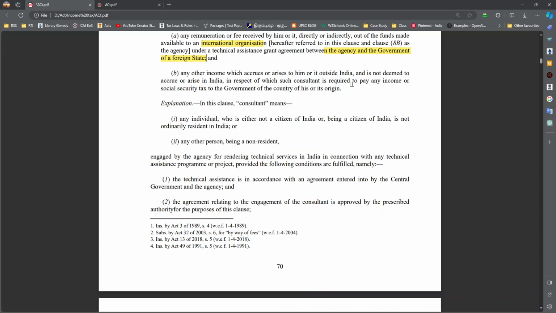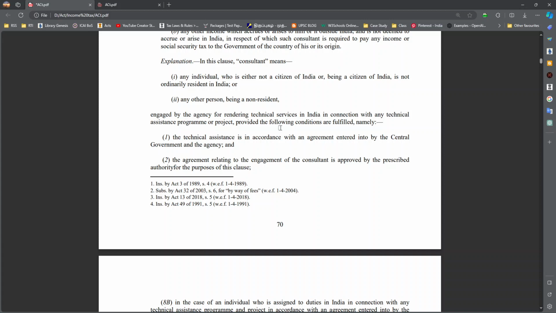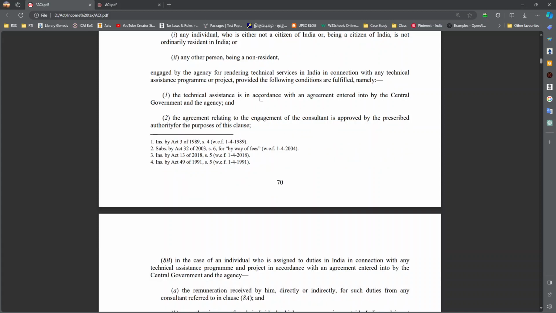Another person, that means it can be a company, any LLP, trust, AOP, BOI, anything engaged by the agency for rendering technical service in India in connection with any technical assistance programs or project, provided the following conditions are fulfilled. The technical assistance is in accordance with an agreement entered into by the central government and the agency. So for any technical assistance to be provided, there should be an agreement between the central government and the agencies.